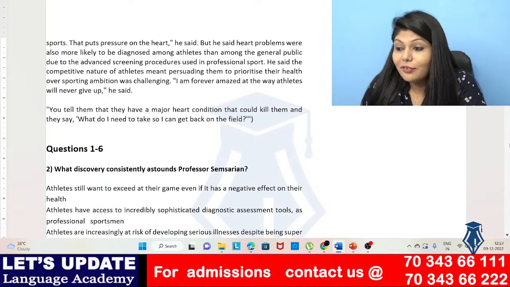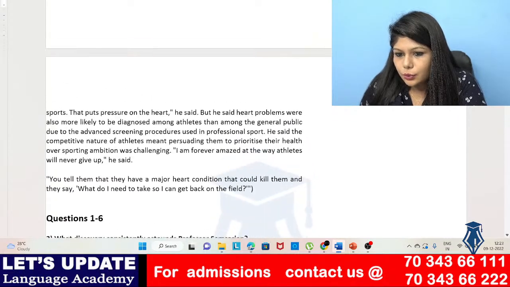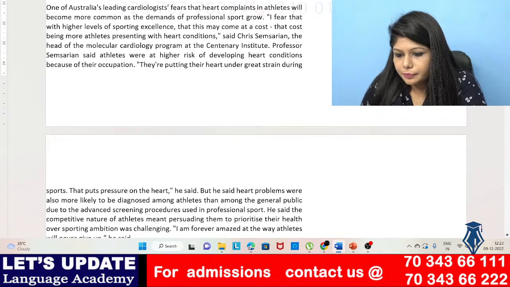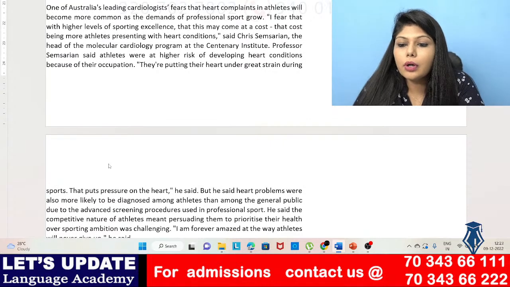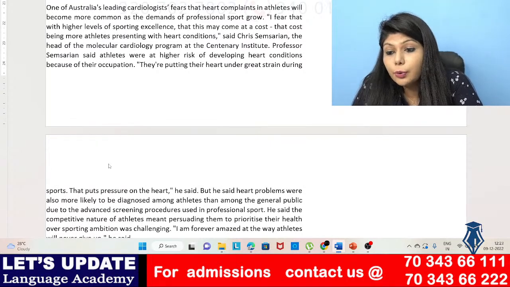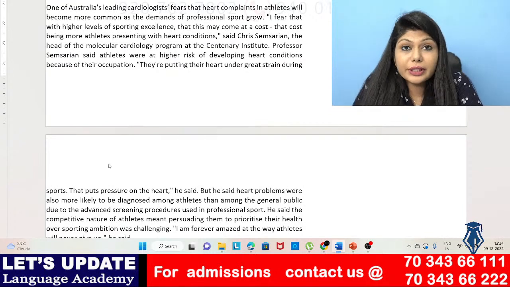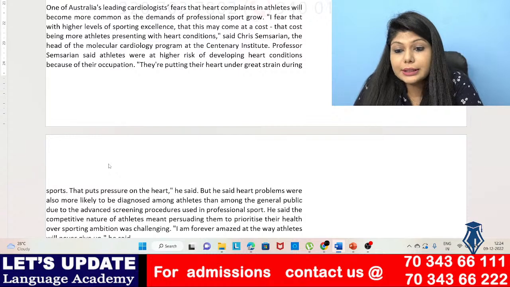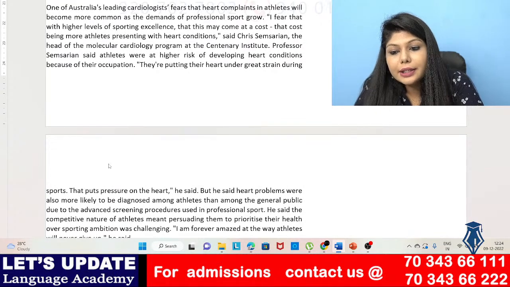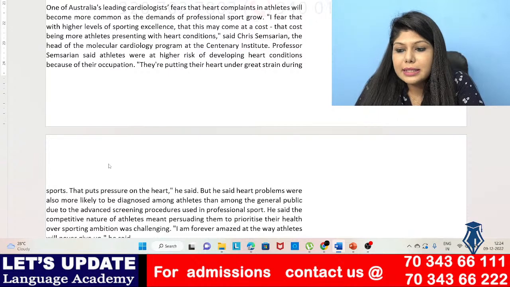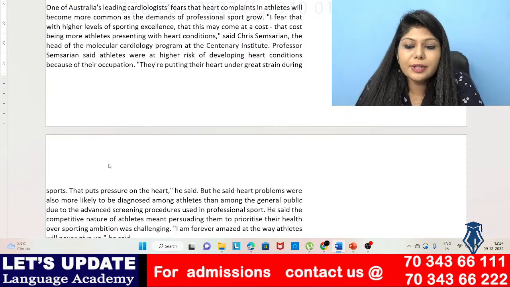Now we need to find the answer by reading through the text, right? So we'll read the text now. One of Australia's leading cardiologists fears that heart complaints in athletes will become more common as the demands of professional sport grow. "I fear that with higher levels of sporting excellence, this may come at a cost, that cost being more athletes presenting with heart conditions," said Chris Samsarian, the head of the molecular cardiology program at the Centenary Institute. Professor Samsarian said athletes were at higher risk of developing heart conditions because of their occupation.